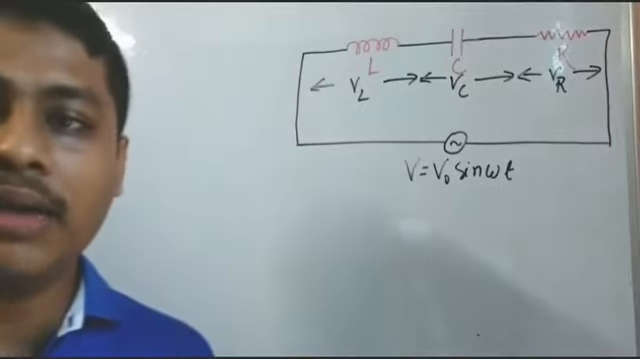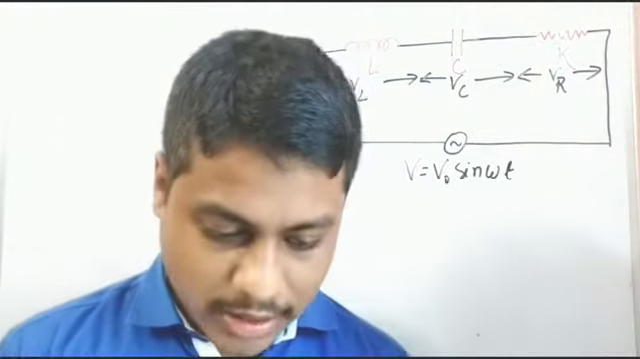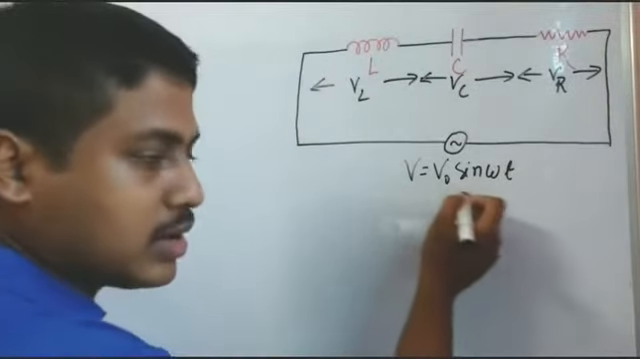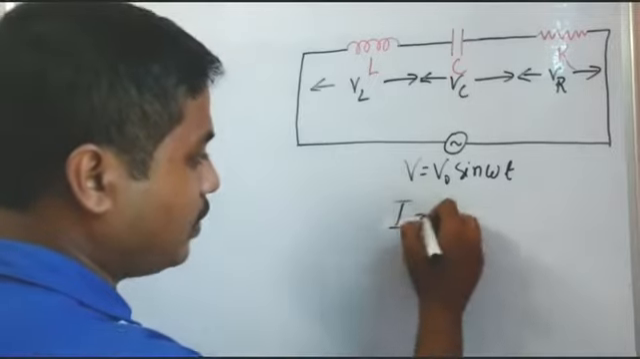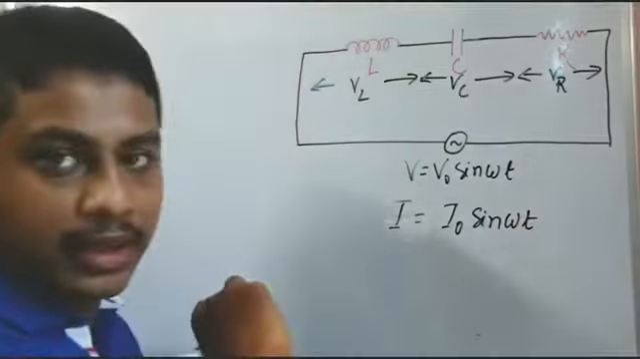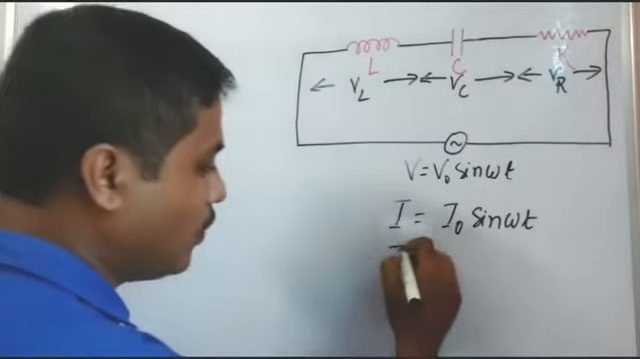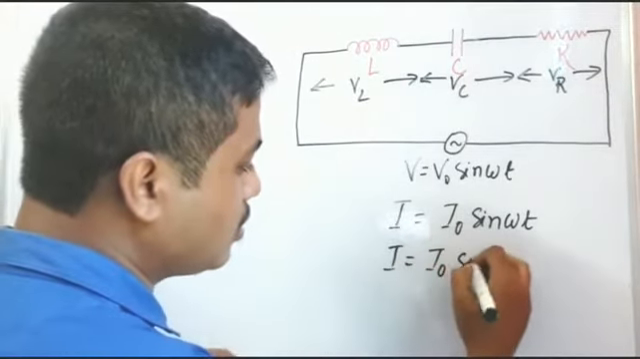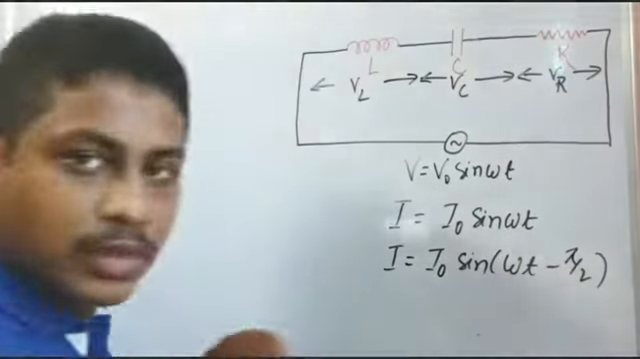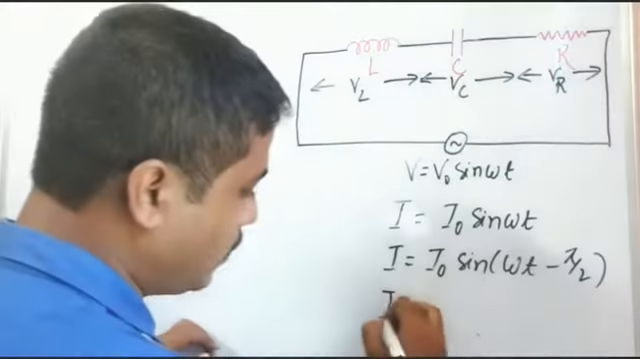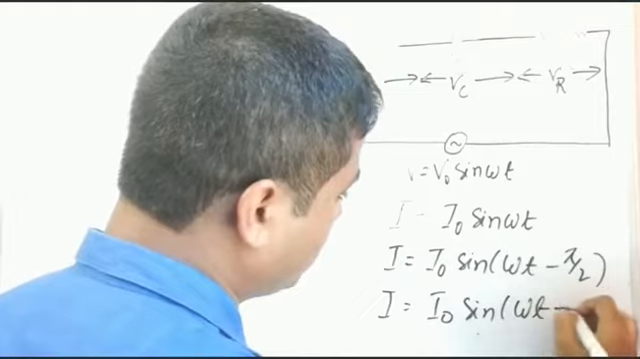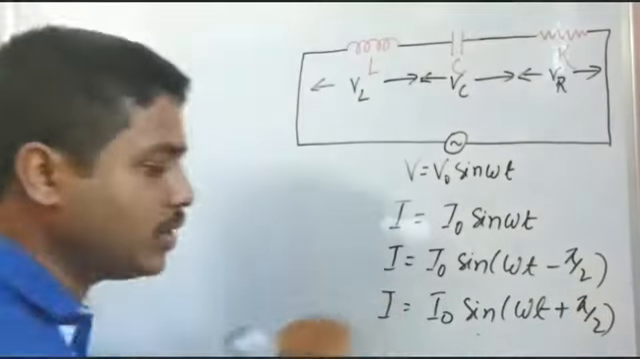Remember, when we did the resistor part, the AC voltage supplied to a resistor, we got this voltage equation. And the current equation for the resistor was I = I naught sin omega t. For the inductor, it was I = I naught sin(omega t minus pi by 2). And for the capacitor, we got I = I naught sin(omega t plus pi by 2). So these are the equations that we have got.